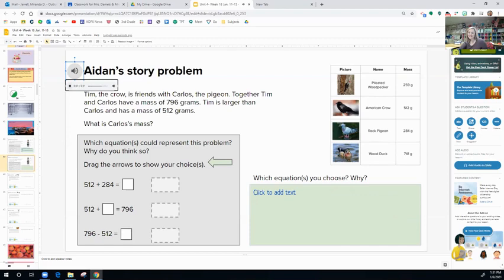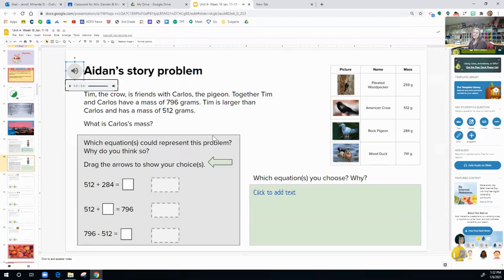Aiden's story problem. Tim the crow is friends with Carlos the pigeon. Together, Tim and Carlos have a mass of 796 grams. Tim is larger than Carlos and has a mass of 512 grams. What is Carlos's mass? Which equations could represent this problem? Why do you think so? Drag the arrows to show your choices. Which equations did you choose? Why?